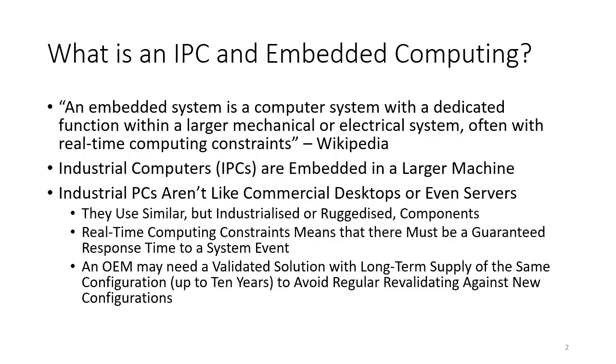Perhaps a power station where you've got a gas turbine and the gas turbine is being controlled by industrial PCs or industrial computers. So that could also be an example of an embedded system. So one way to describe this is to say that industrial computers or IPCs are embedded, i.e. they're inside a larger machine, and it's the machine that's the application, and it's that IPC or embedded device that helps make it run.